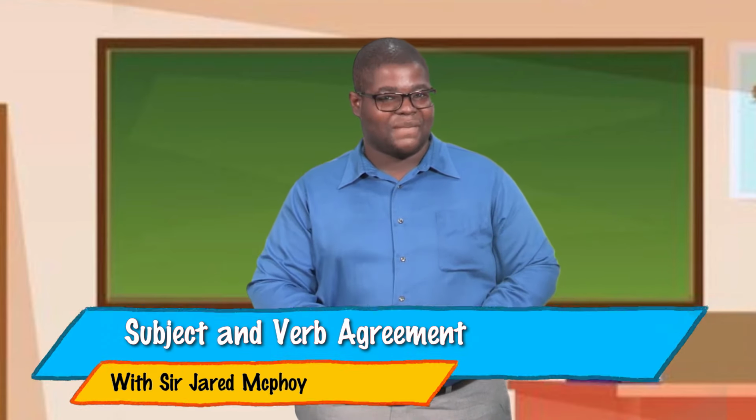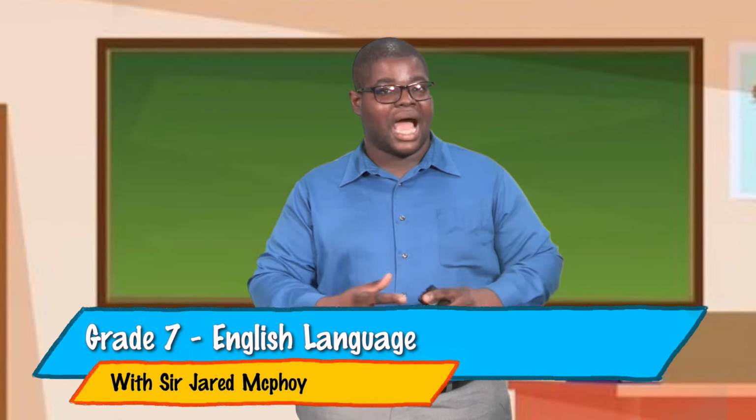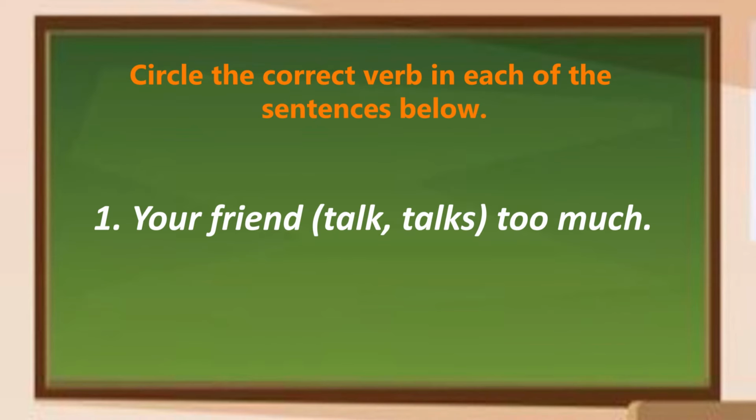It's activity time. Let's look at a few sentences. We're going to identify the subject of the sentence, and then we're going to identify the verb. Let's examine a few sentences. The instruction says to circle the correct verb in each of the following sentences. Are you ready? Let's go.